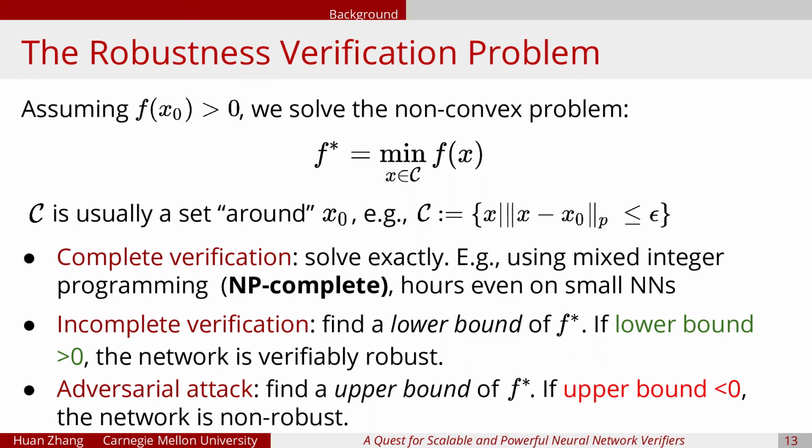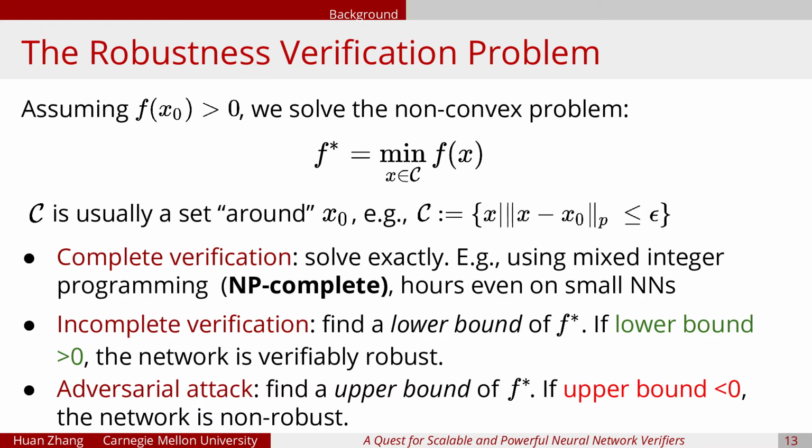Of course, this is an NP-complete problem, and usually you need to use mixed integer programming, so that can take hours even on a very small neural network. The second approach is called incomplete verification, where people just find the lower bound of this minimization problem. If the lower bound is greater than 0, you know the true objective is also greater than 0, so you can still show that the network is robust under this input.